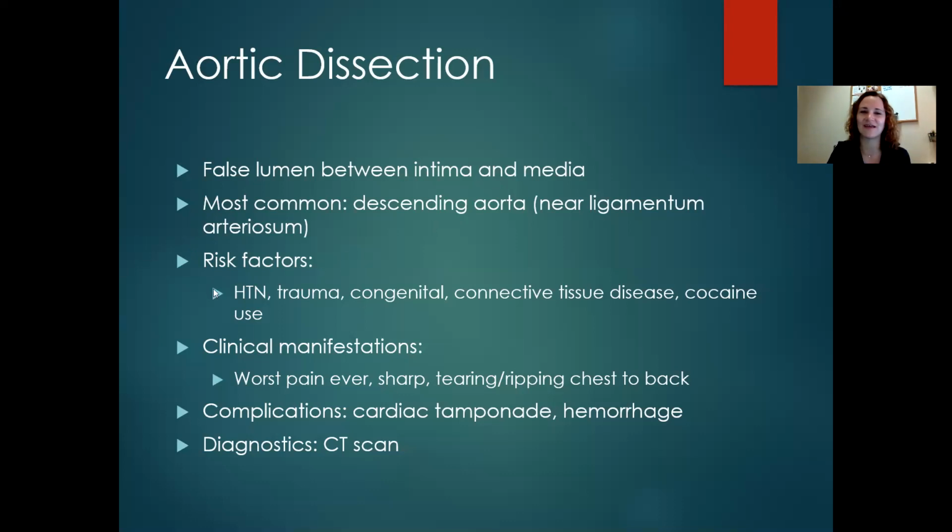Anyways, risk factors, again, high blood pressure and trauma would be the two most common reasons why a patient would experience an aortic dissection, but also congenital disorders, connective tissue disease, and cocaine use. Cocaine use being tied back to high blood pressure, right? Cocaine is an upper. It's a stimulant, so it stimulates increased heart rate and increased blood pressure, which over time could lead to weakening of vessels and dissection.